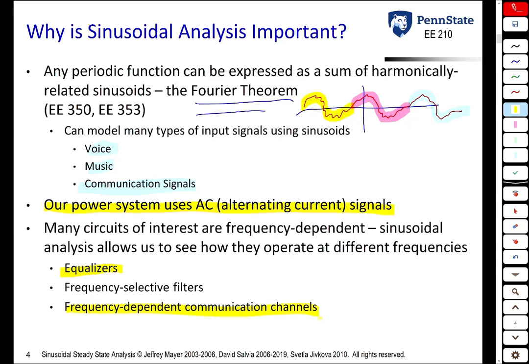So bottom line is there are many different applications, not just in electrical engineering, but in mechanical engineering, aerospace engineering, computer engineering, biomedical engineering. There are many different types of engineering where understanding sinusoidal steady-state analysis or AC analysis is critically important. So this is why we're going to be spending a lot of time on this very important topic.